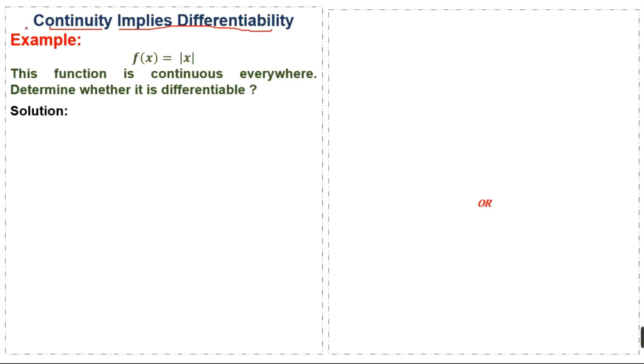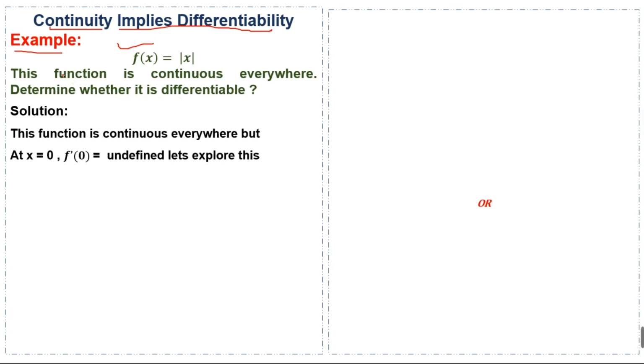Now we will see if a function is continuous, is it differentiable at that point or not. So we have an example, f of x is equal to mod of x. This function is continuous everywhere, and we determine whether it is differentiable. For any value of x, this function is continuous. There is no discontinuity. But at x is equal to 0, the derivative of the function is undefined.